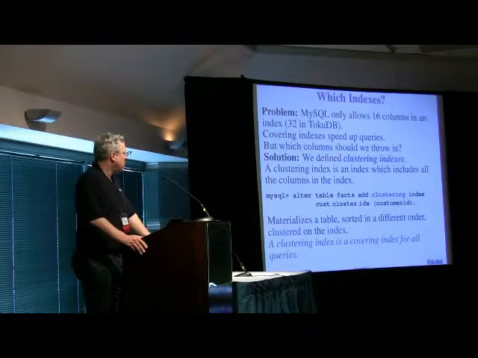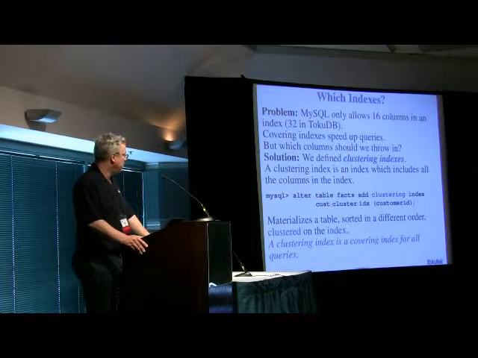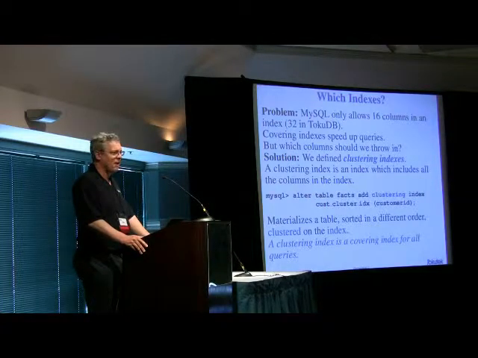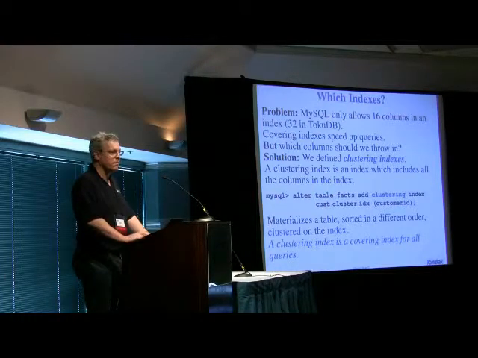So you can think of this as materializing a table sorted in some other order. This is sorting in the order that the index specifies. And then basically, when you have this kind of an index, it covers every possible query because all the columns are just there.